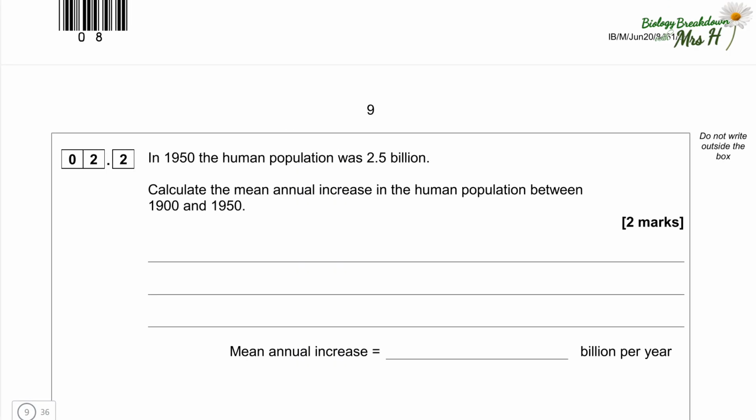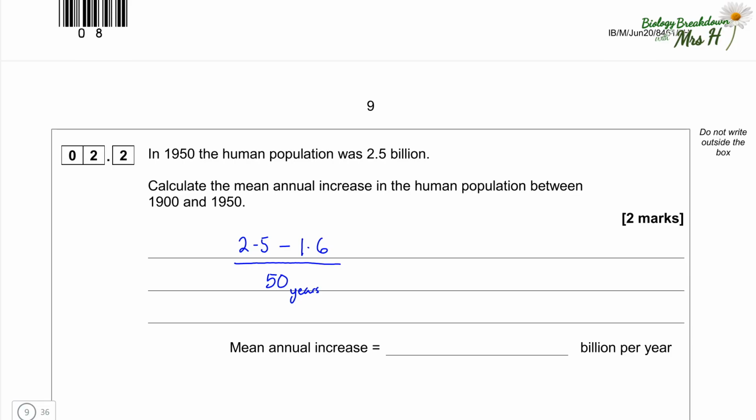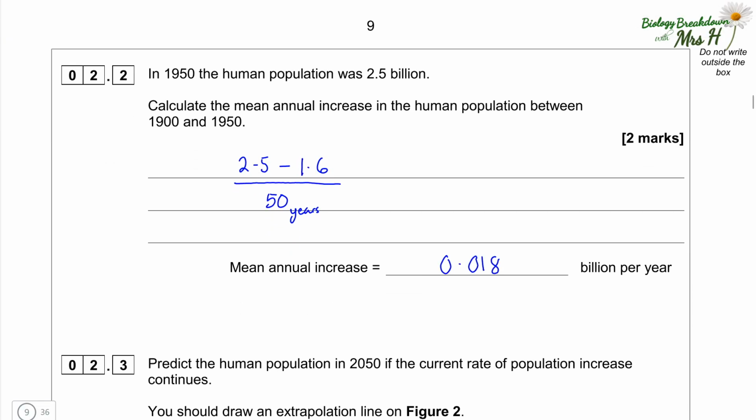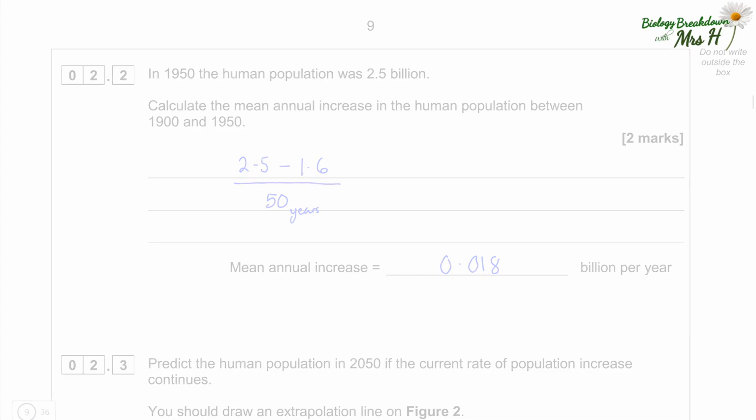In 1950, the human population was 2.5 billion. Calculate the mean annual increase in the human population between 1900 and 1950. Well, we already know that there were 1.6 billion people around in 1900. We need to do 2.5 billion minus 1.6, and we need to divide that over 50 years because that's the time difference. And that will give us an annual increase of 0.018 billion per year.